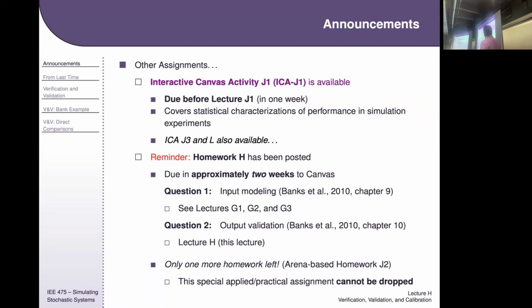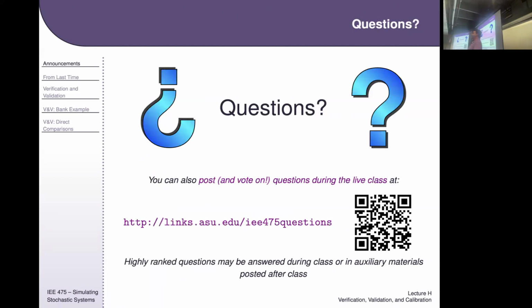And then the last homework, Homework J2, is a special assignment that we use to capture some ABET metrics. So there won't be a solution set and you won't be able to drop it, but for Homework H and before, the lowest one of those is automatically dropped. So, any questions about what's expected moving forward?